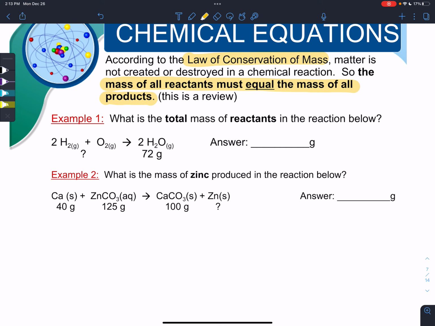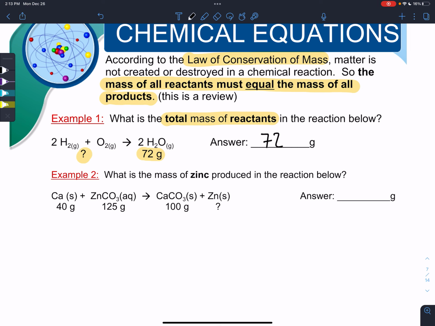So what is the total mass of reactants in the reaction below? So we're looking for that total mass. On the right-hand side, my products is 72 grams. The left-hand side, we don't know, but we know that you can't create or destroy mass. So the left-hand side must also be 72 grams of mass.